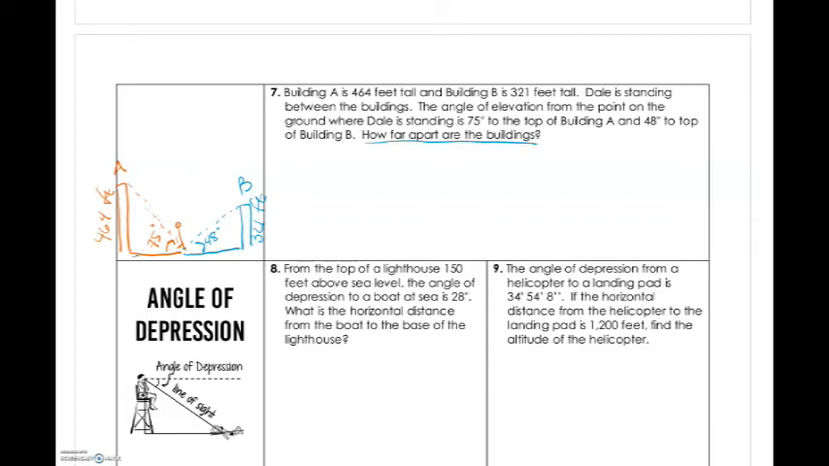So let's just bring in another color. We want to know the total distance. So I've got 2 angles. I have their opposite sides. I'm looking for their adjacent sides, and then I need to add them together. I think that you can do that math on your own, so give it a try.